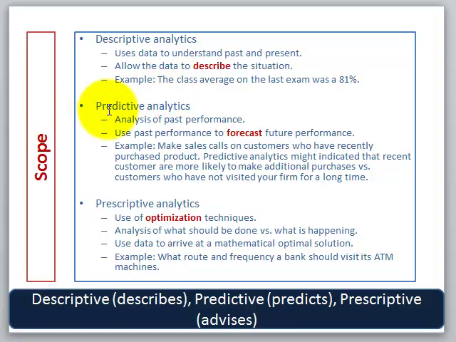Predictive uses data, normally past performance, to predict future performance. I might want to predict next year's revenues based on last year's trends. Predictive analytics predict or forecast. Prescriptive analytics use some sort of mathematical optimization to advise us of what to do. So it'll give us some sort of advice. An example might be what route will maximize my collection efforts. So descriptive describes the data, predictive allows us to predict, and prescriptive advises us of what to do.